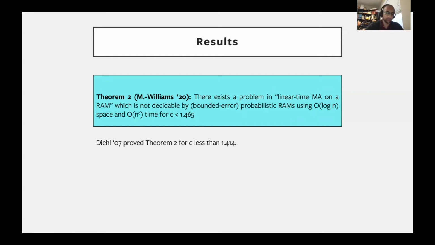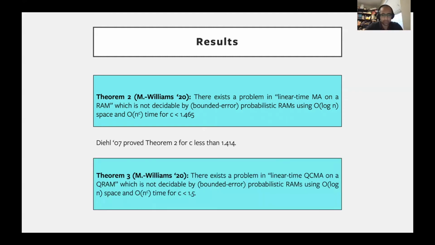And this is an improvement over a result of Diehl from 07, who proved theorem 2 for C less than 1.414, square root of 2. Theorem 3 is that if we replace linear time MA on a RAM with linear time QCMA on a QRAM, we can increase the lower bound exponent to just under 1.5. Cool. I'm not going to talk about theorem 2 and theorem 3 for the rest of the talk, but you're welcome to check out the paper for details on this.